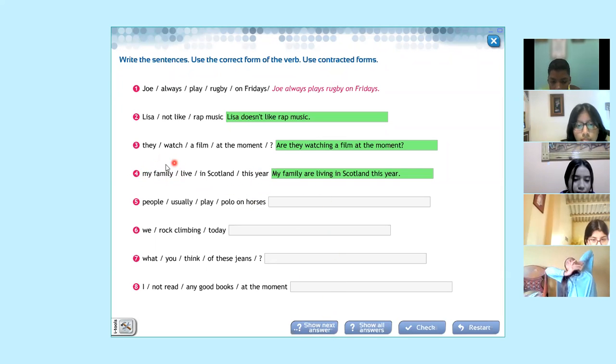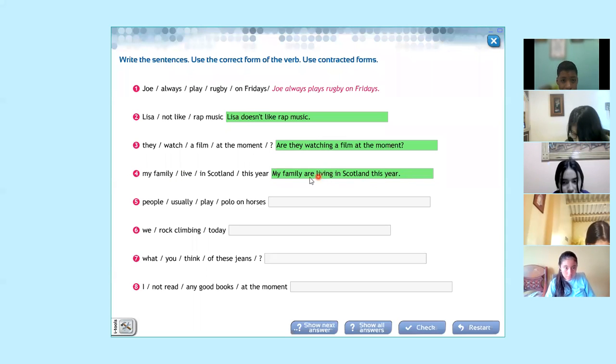My family is a group. Remember, correction: my family is a group. You say is or are. In this case, you say are. Repeat, Justin. My family are living in Scotland this year. Are living. Remember, this year is only a temporary action. You're talking about my family and it's a group. You say are living. Number 5.